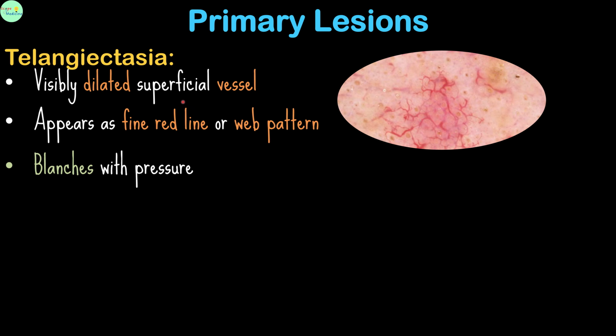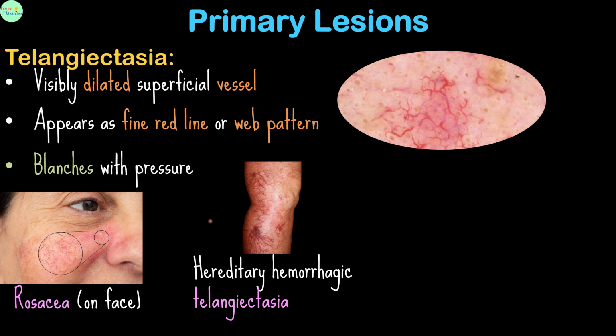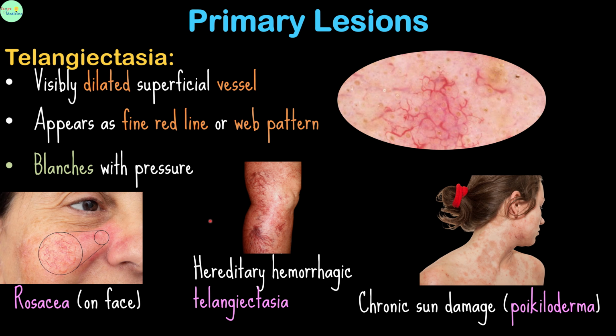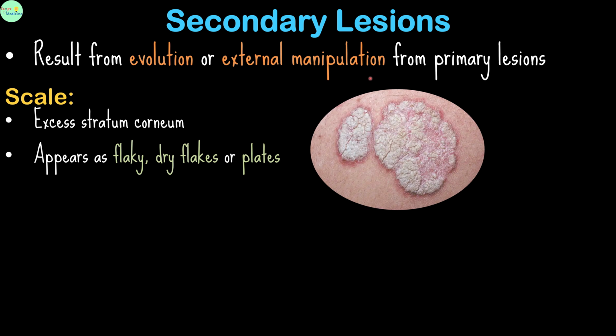Telangiectasia is a visibly dilated superficial blood vessel. It appears as a fine red line or a web-like pattern that blanches or temporarily disappears when pressure is applied. Examples include the facial telangiectasias of rosacea, the hereditary disorder hereditary hemorrhagic telangiectasia, and the fine vessels seen in chronic sun-damaged skin.